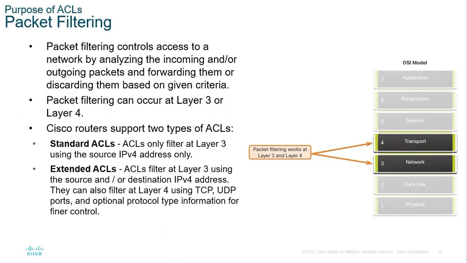So untuk Cisco, there are two types of ACLs that the Cisco router supports. One is standard ACL. So this ACL only filters at layer 3 using the source IP address. Untuk extended, dia filter using both source and or destination. So you can either filter based on source ataupun destination ataupun both.